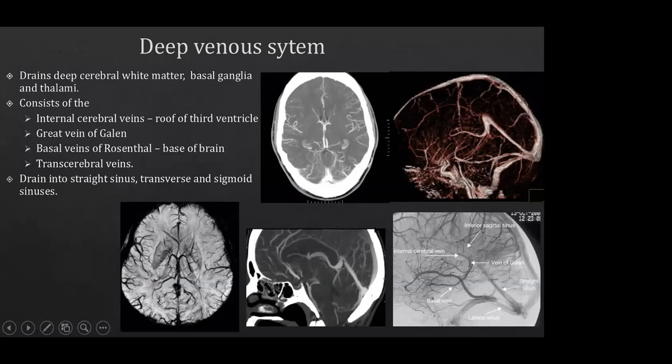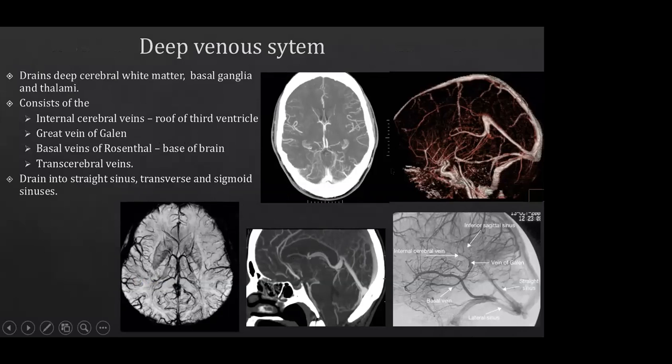So the deep venous system, as the name suggests, is deep. So it's going to drain the deeper structures. It's going to drain the thalami. It's going to drain the basal ganglia structures, but also some of the hypothalamus, subthalamus, the optic chiasm, and the choroid plexus.